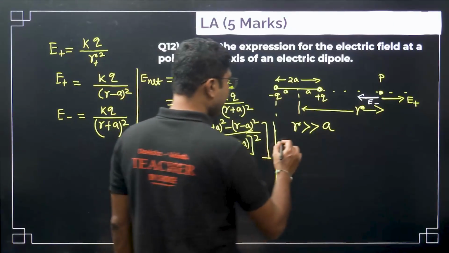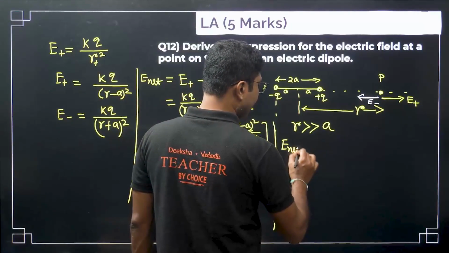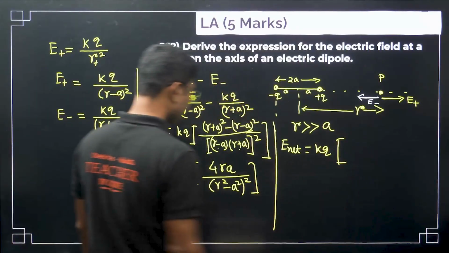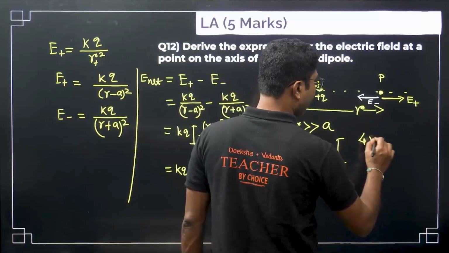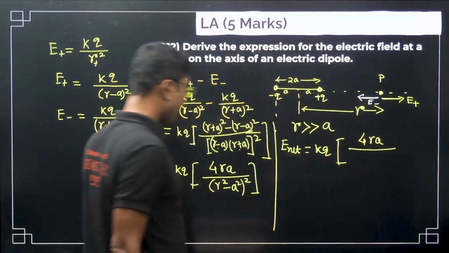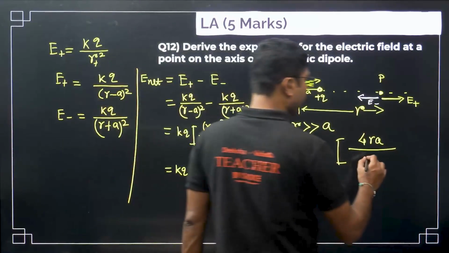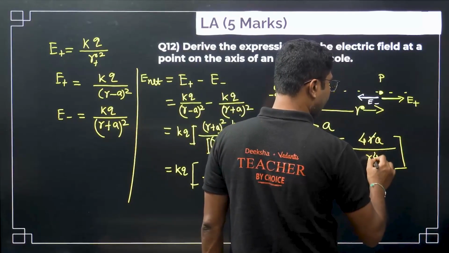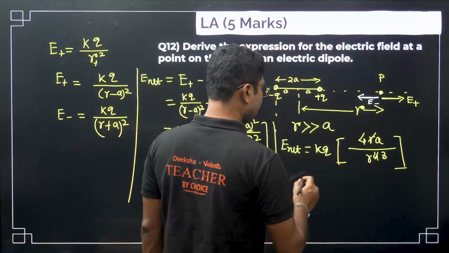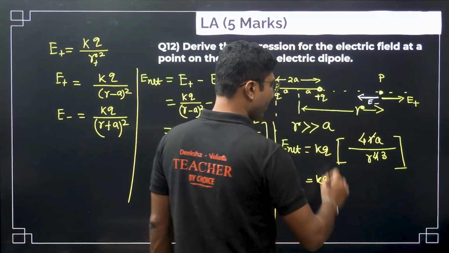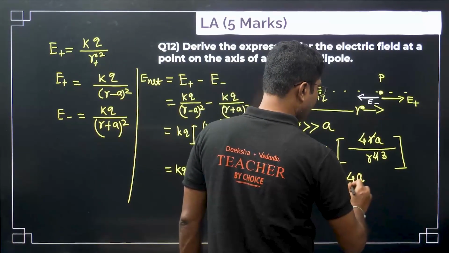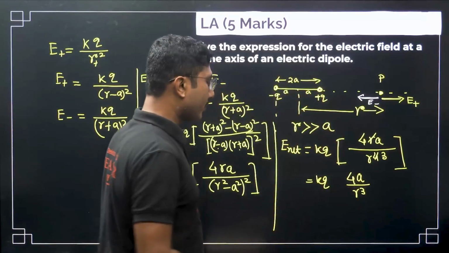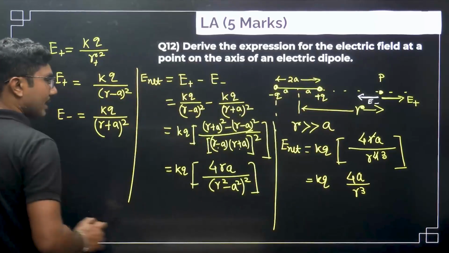So we can write the net electric field is KQ 4RA divided by r to the power 4. Okay, so r cancels, so you get this as KQ 4A divided by r cube. Right, now this is also not over. We have to do one more thing. What is that?